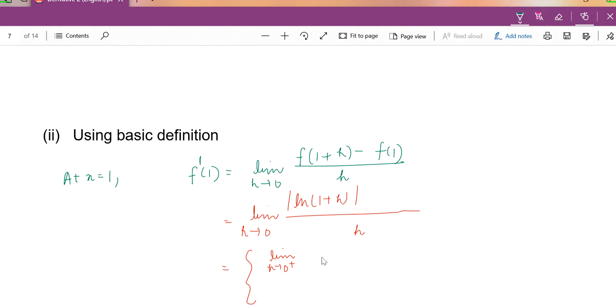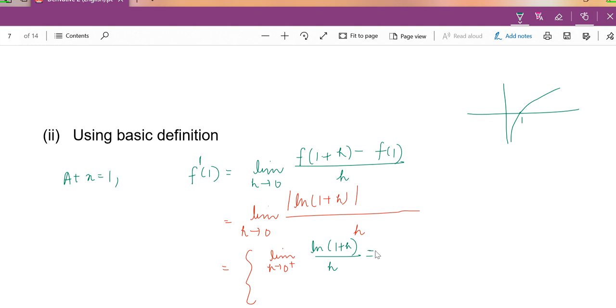Now if you are approaching 0 from the positive side, what happens to log of 1 plus h? Since h is moving from the positive side, the argument of this log is slightly greater than 1. If you draw the log function, slightly greater than 1, your function is positive, isn't it? Now if your function is positive, then you can just remove your modulus, and write log of 1 plus h over h, right?